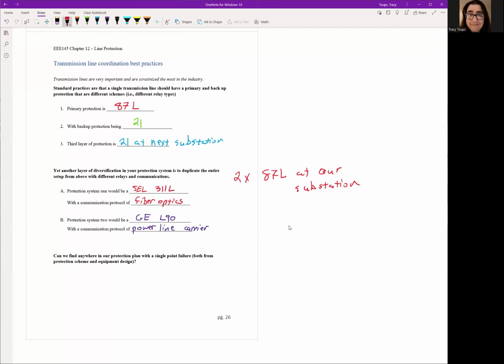So with this insanely robust system, can we anywhere in our power protection plan find a single point of failure? The answer is no. Always double covered. We're double covered by different relay philosophies, either using 87L or 21. We're also double covered by different manufacturers. We're also double covered by different communication protocols if needed. So that's all I have for transmission line protection.